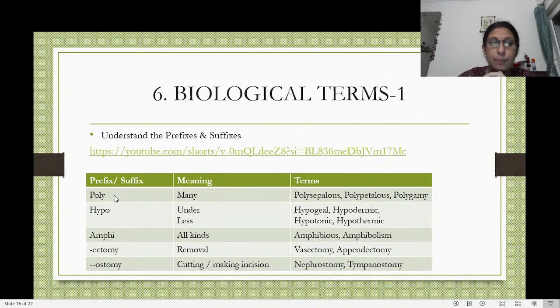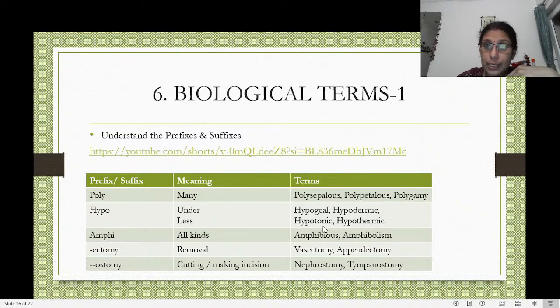For example, poly means many. So whenever there is polysepalous, polypetalous, polygamy, it means there are many sepals, many petals, and many marriages. Hypo means either under or less. So when it is hypogeal, it's under the ground. If it's hypodermic, under the skin.